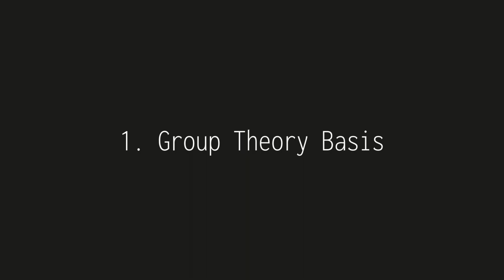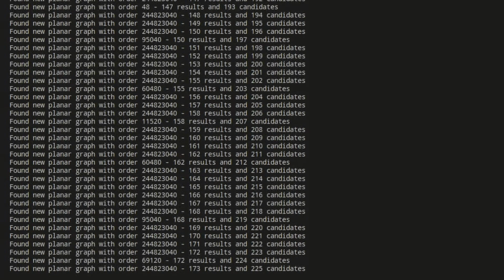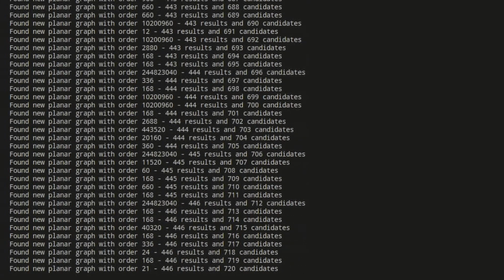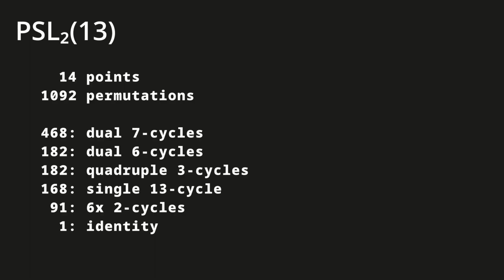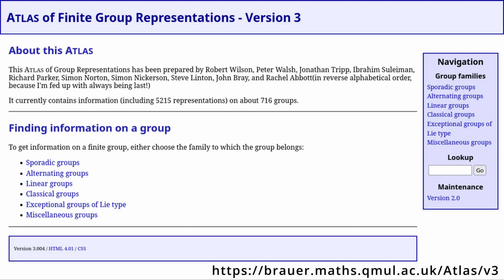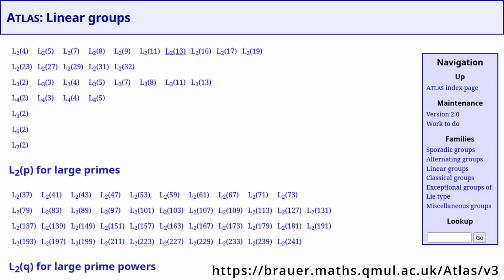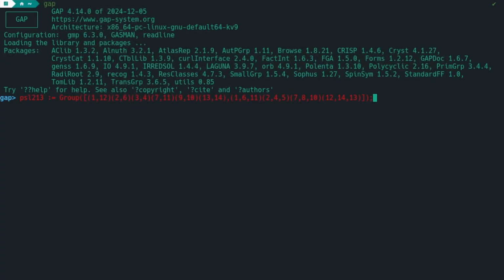The first thing you want to do is pick a group to represent, or more realistically, take a long list of groups and spend hours searching through them until you find something that works. But spoiler, the Rocking Cube represents the projective special linear group PSL 2 13, so that's the one I'm going to pick. The Atlas of Finite Simple Groups contains a wealth of information about many groups that I'm interested in. PSL 2 13's natural representation occurs over 14 points, so I'll plug this representation into the GAP system as the foundation for computations.